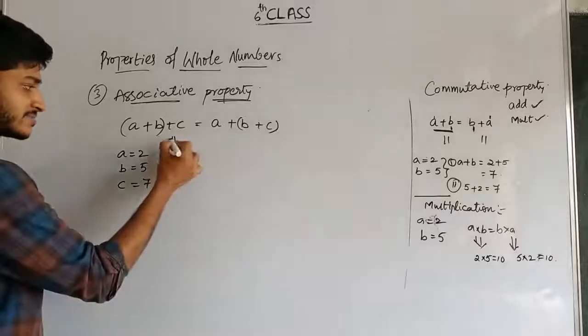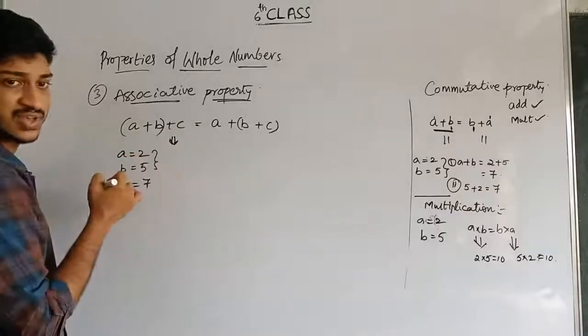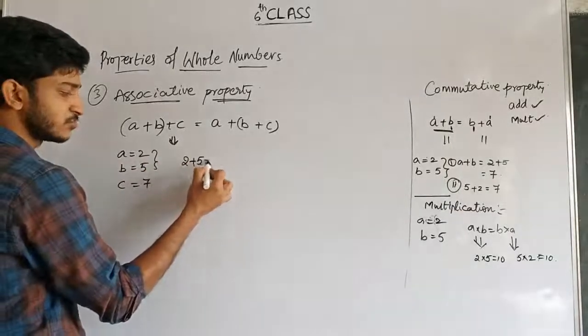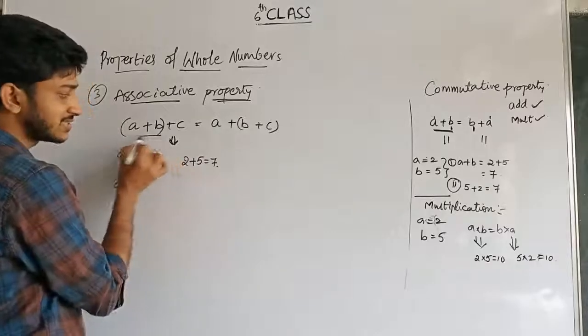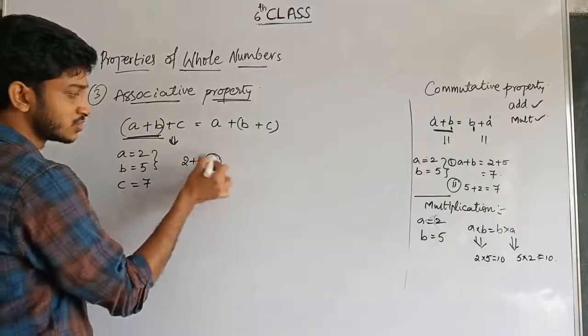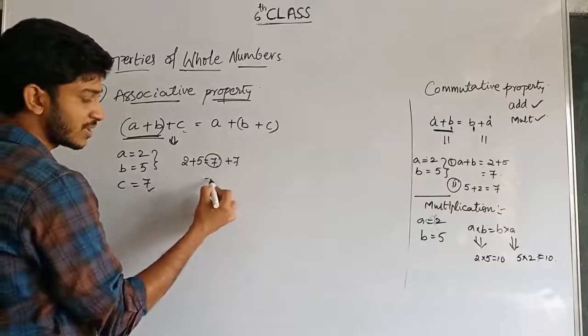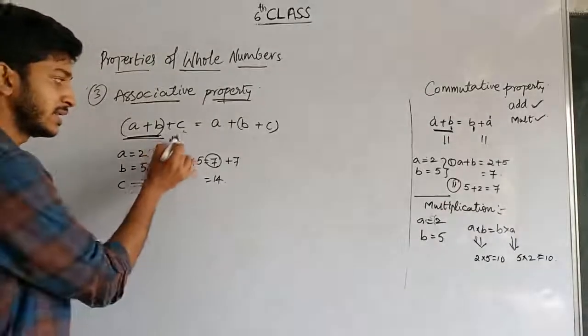So now I am solving this case. A plus b means first of all add these two numbers. A plus b means 2 plus 5. 2 plus 5 is equal to how much? 7. Now add this answer, a plus b's answer, to c. What is c here? 7. So 7 plus 7 how much? 14. I got 14 in this case.